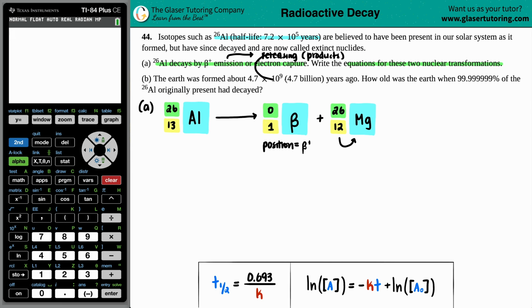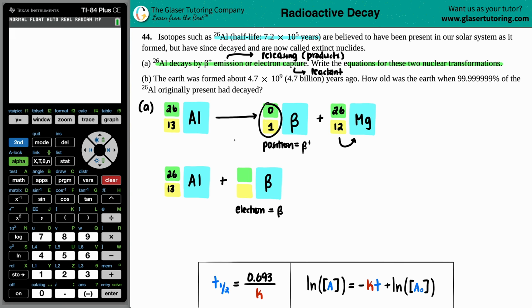Now let's do the same thing for the electron capture. If you're capturing something, you're taking it in, holding it in. Capturing means that particle is on the reactant side. So we start off with the aluminum again, Al, 26 on the top, 13 on the bottom. Since I'm capturing an electron, it's plus that electron. We can say it's a beta, or you could say it's an e. The beta electron is the opposite of a positron, so it would be 0 and then -1. This will now yield your new nuclide.